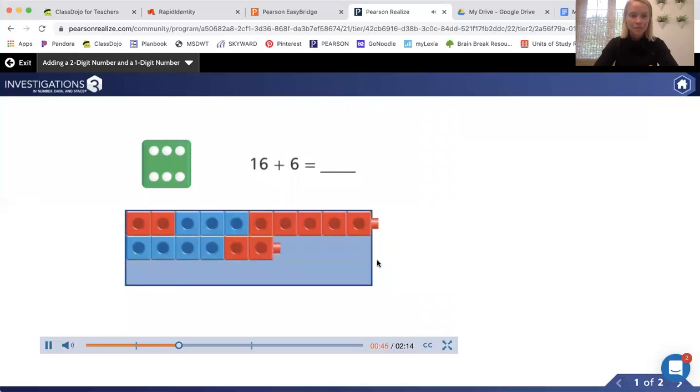I thought about it differently. I know we needed 4 more to finish this row. That makes 20. We need to add 2 more because we have to add 6. And 4 and 2 make 6. So it's 22.